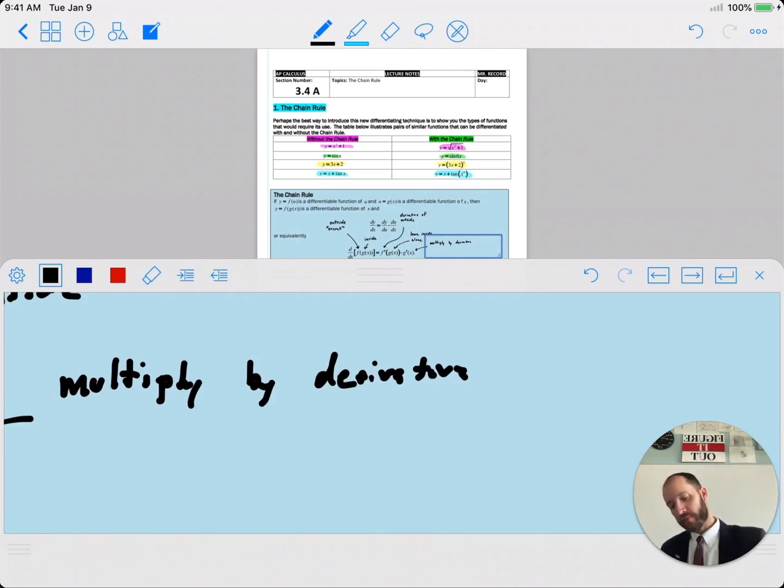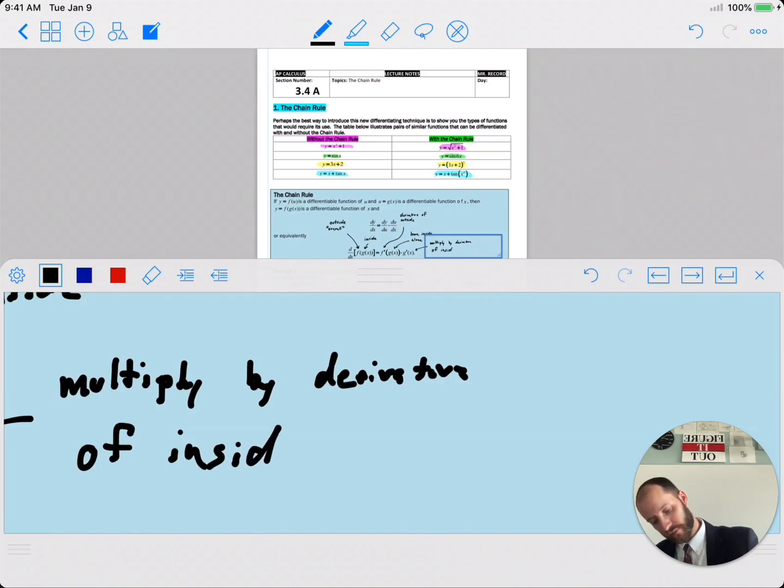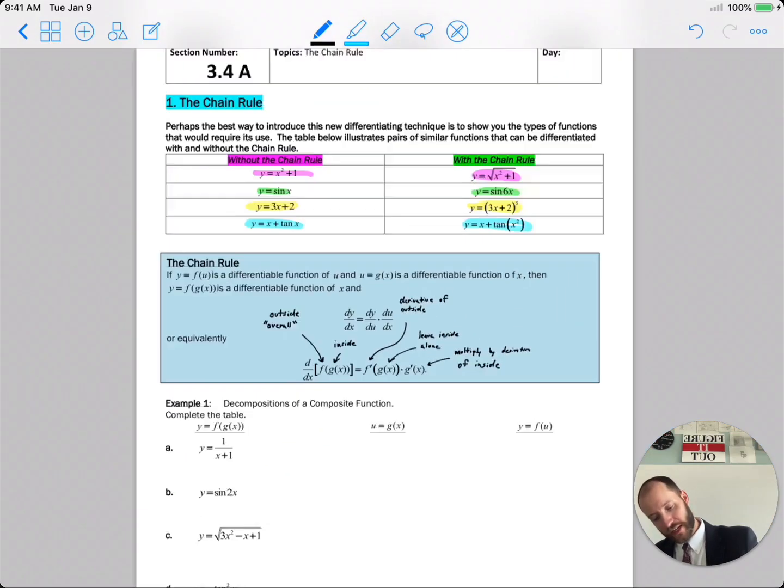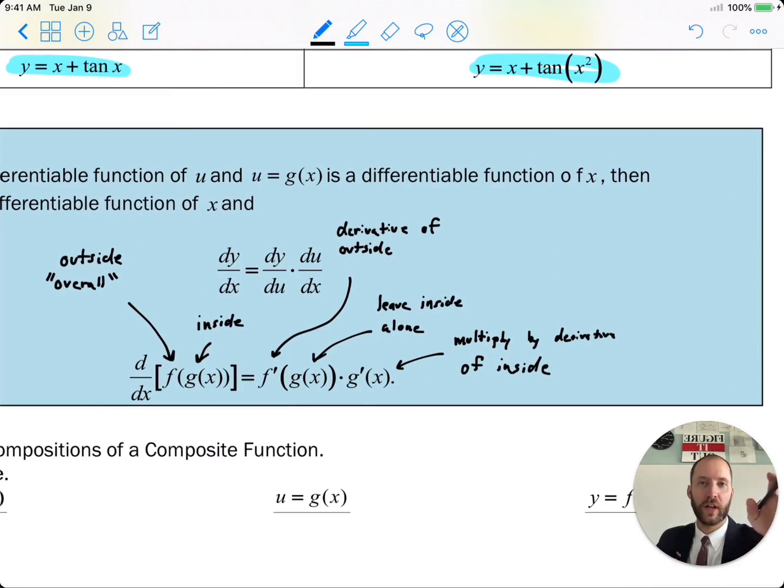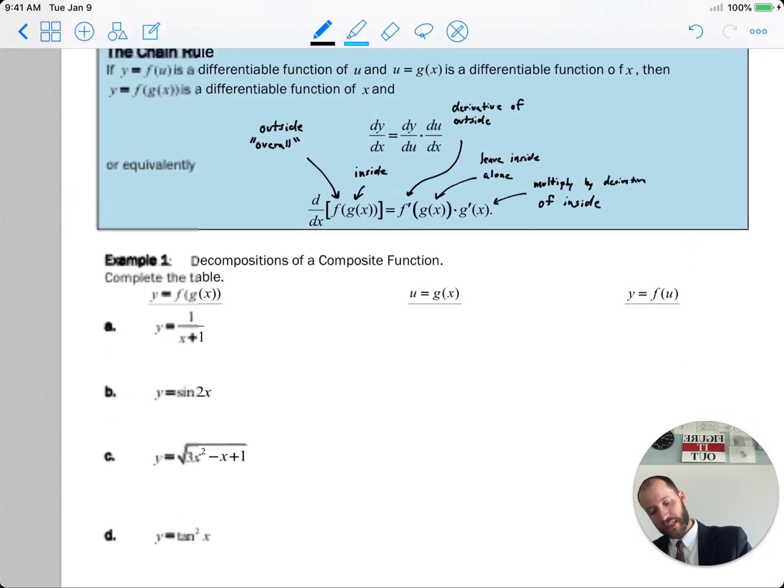So to pick up where we left off, you multiply by the derivative of the inside. So you've got to first identify an outside or an overall and an inside. So then derivative of the outside, do the overall rule. The inside, leave it alone. Don't change it. Then once you've done the outside, you then multiply everything by the derivative of the inside. So let's see how that works in practice.